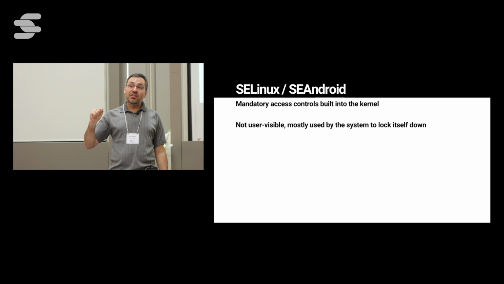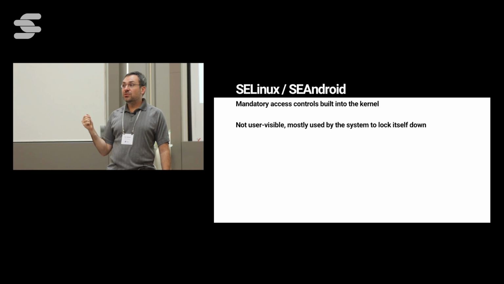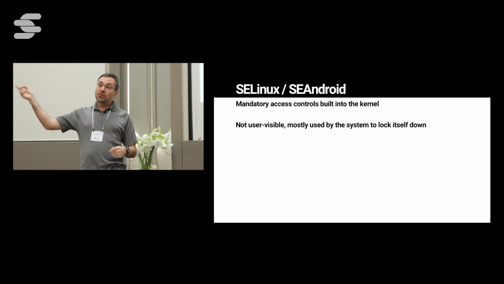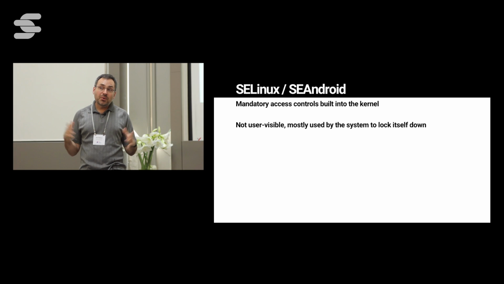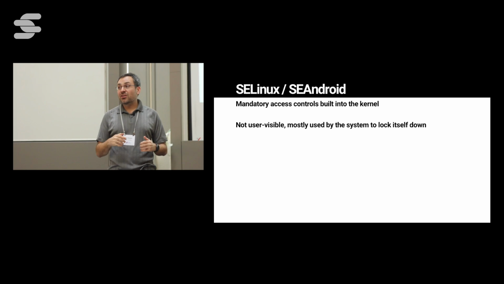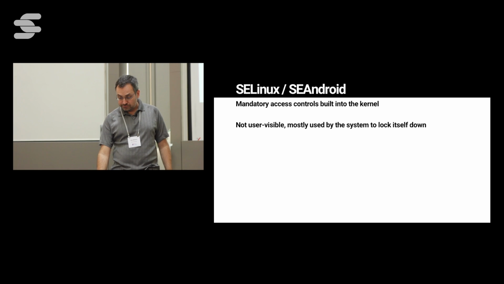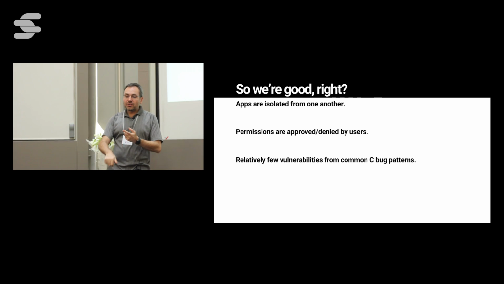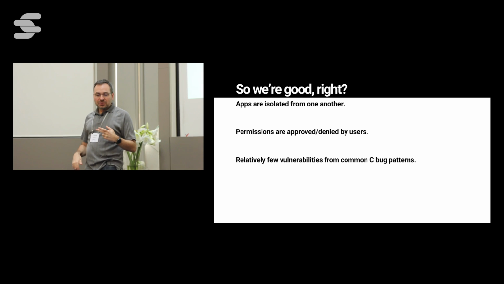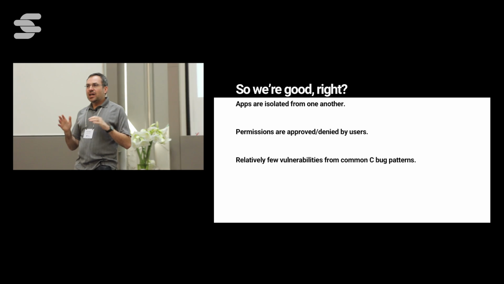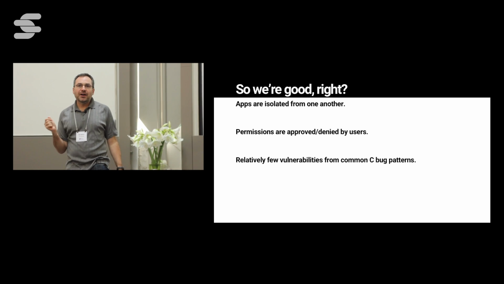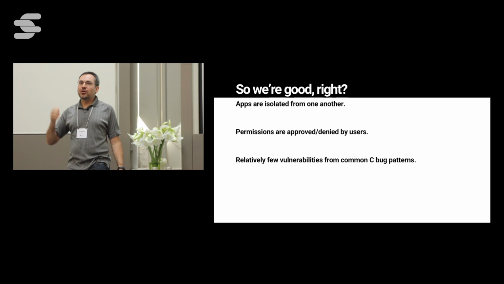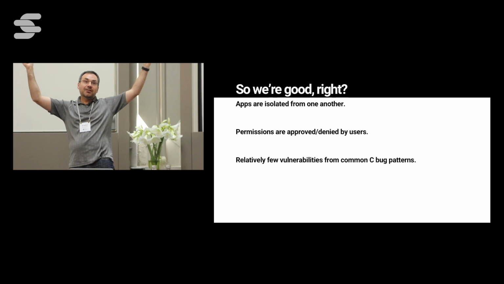But suffice to say that the kernel has the opportunity to say no whenever control goes through the kernel. But there's a lot of things that don't necessarily go through the kernel, and so maybe you need something else. So we're good, right? Apps are isolated, permissions can be approved and denied by users, and we've gotten rid of all of these C bug patterns. No buffer overflows. So we're good, right?